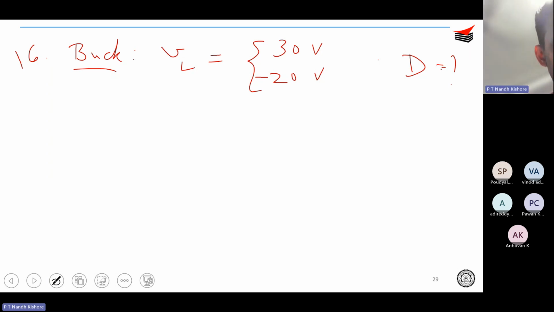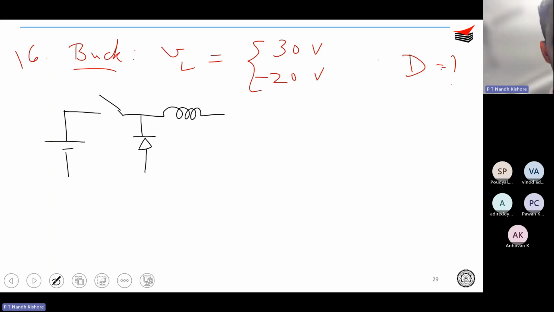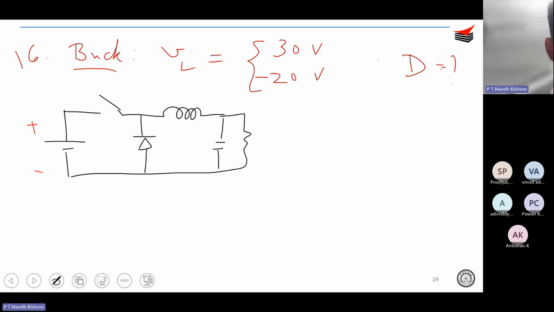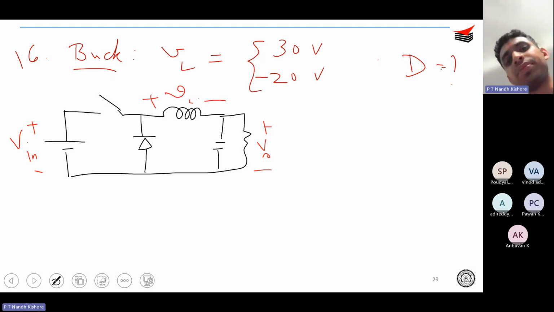So for such questions, it would be better if you actually draw the converter. Okay. So in a buck converter, you have the switch over here, and then you have the inductor on the output side, and then you have the diode over here, and of course you have the load. So this is your buck converter, and you call this your V in. This is your V naught.